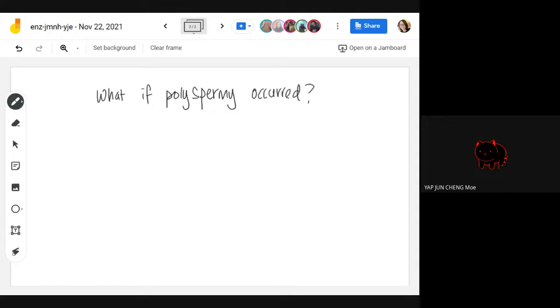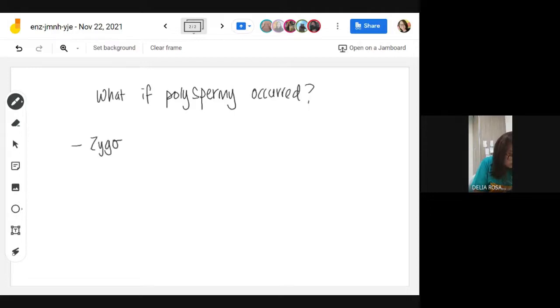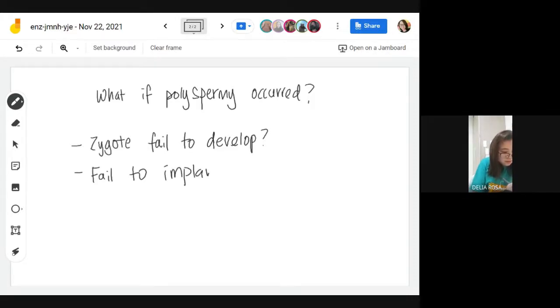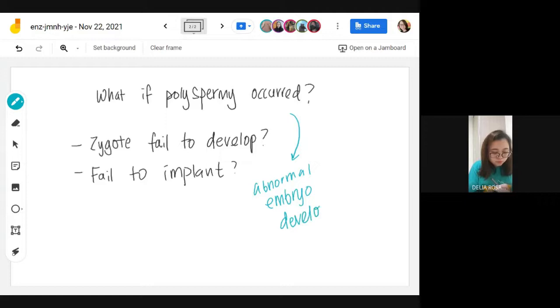The zygote may fail to develop or fail to implant. Okay, yes, that is a very good guess. So the zygote may fail to develop, or it could fail to implant. All right, good guess. What I found on the internet is more general. Dia lebih umum lah apa yang saya jumpa. It simply says abnormal embryo development. So it is possible yang dia cuba mitosis, mitosis, mitosis, lama-lama the whole thing just dies. So yes, it is possible that the zygote will fail to develop.